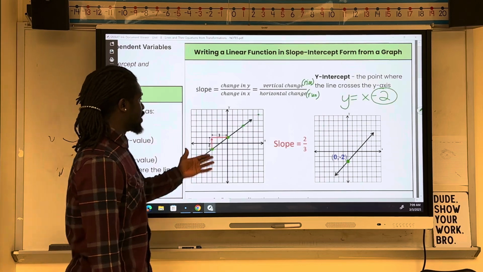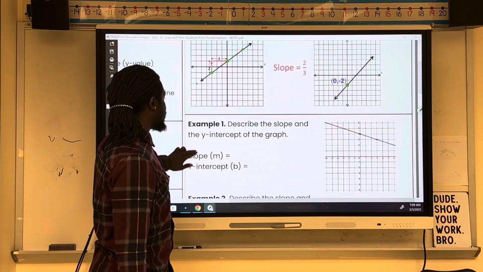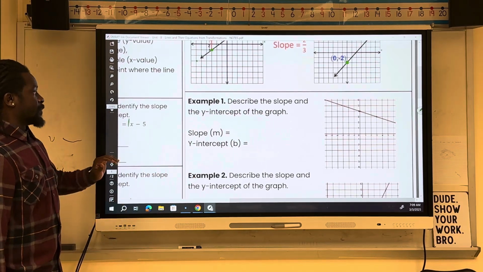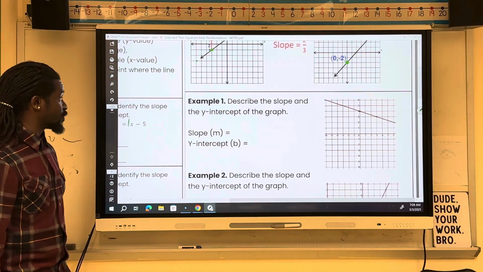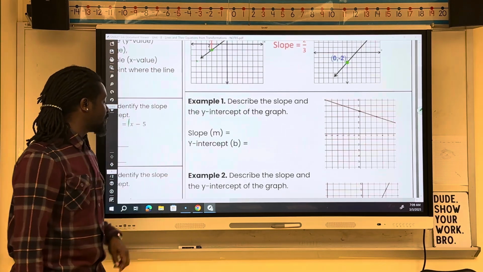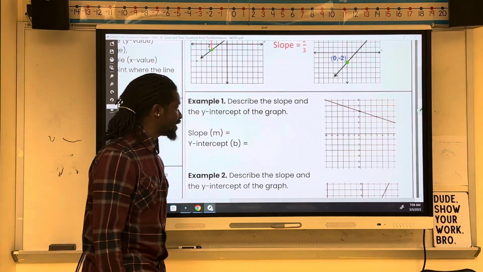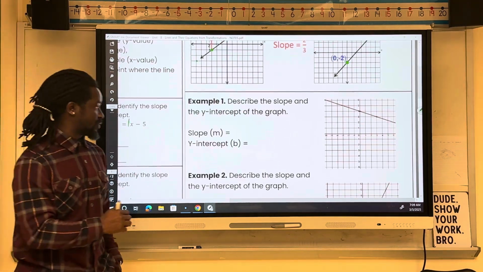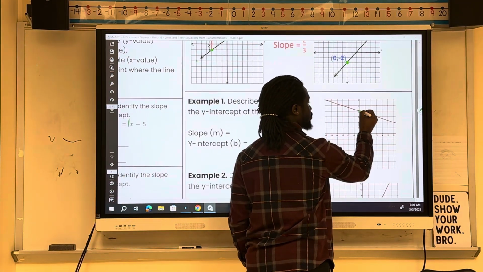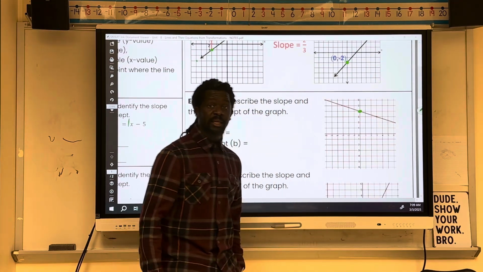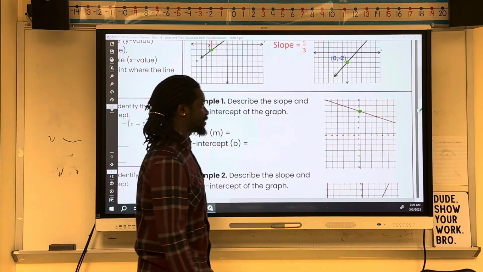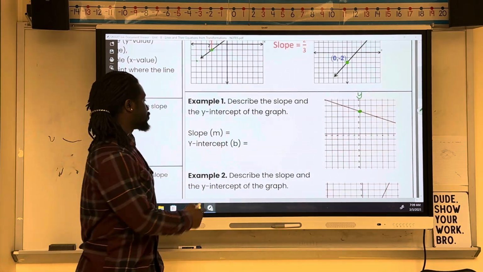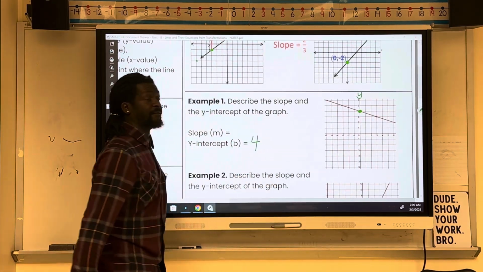All right, and so now we're just going to be given the graph, and we've got to figure out what our linear equation is. So we've got to find the slope and the y-intercept and then put it in y equals mx plus b. I would always start by finding the y-intercept, because that is the point that's super clear. You're looking for where it crosses the y-axis, and it crosses the y-axis at positive 4. So my y-intercept is going to be positive 4.